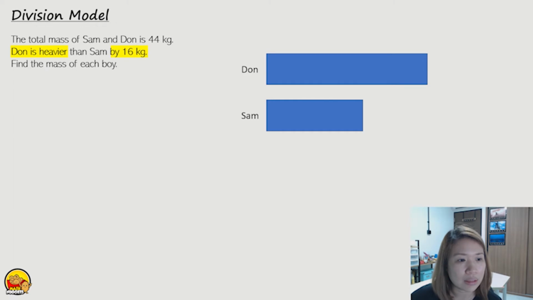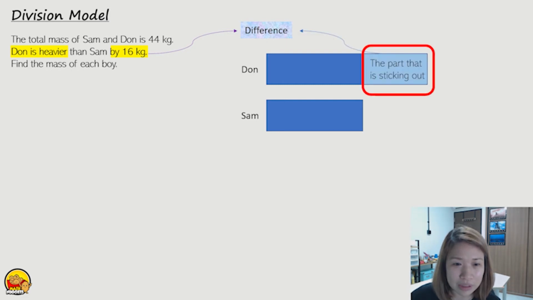What next? Dawn is heavier by 16 kg. So what does the 16 kg mean? Heavier by 16 kg. That refers to the difference. Okay? And so where do I put this 16 kg in the model? Where in the model is the difference? The difference is the part that is sticking out. So which part am I talking about? There you go. That part that's sticking out. That's the difference. So which means we'll put 16 kg there. That is 16 kg. Okay?